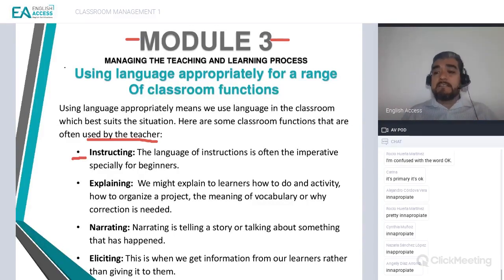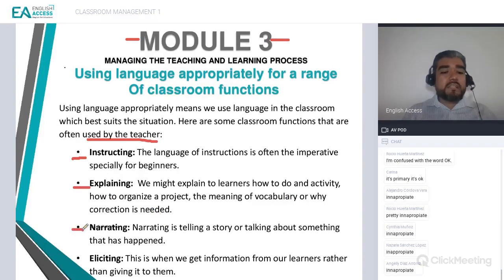Stand up, sit down, raise your hand, open your book, right? Open the door, close the door, right? Things like that. Another function that the teachers use in the classroom is explaining, which is giving explanations. We might explain to learners how to do an activity, how to organize a project, the meaning of vocabulary, or why correction is needed.